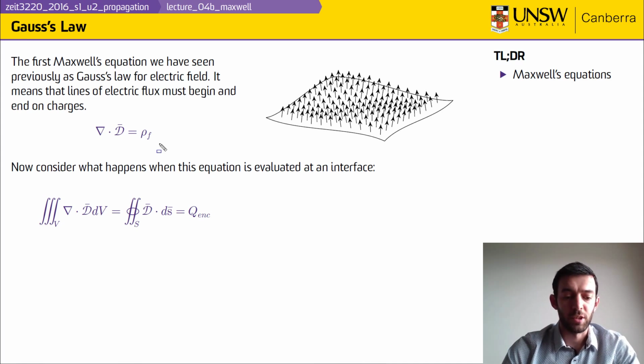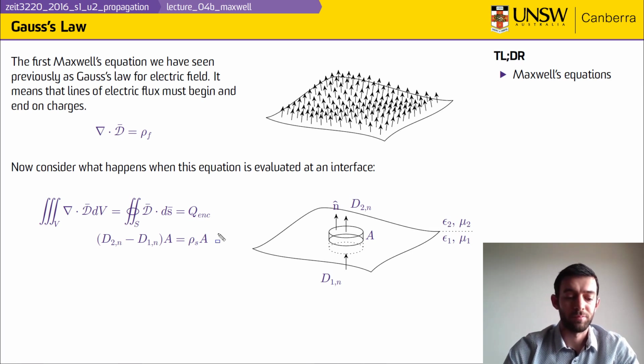Here, instead of looking at the differential equation form of Maxwell's equations as we had it here, we will look at the integral form, and then we will look at an interface. So above we have media 2, and below we have media 1. What we see here is a Gaussian pillbox which has some volume over which we will integrate this integral, divergence of D. And what we're interested in is the amount of flux.